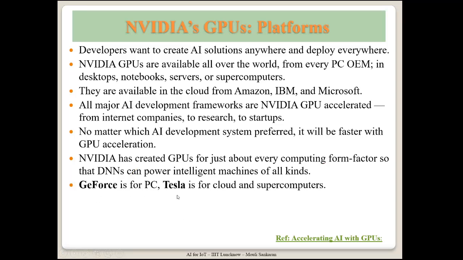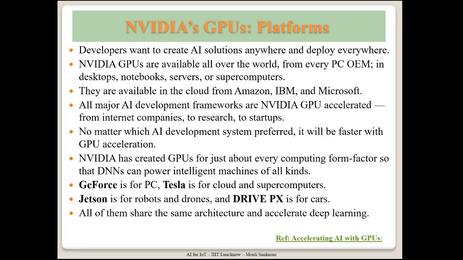GeForce is for PCs. These are all brand names from NVIDIA. Tesla is for supercomputers and cloud. Jetson Nano, which I will show you, is meant for robots and drones. Drive PX is another chip platform, which is for cars. So they are all from NVIDIA. They all follow the same AI architecture, a modified GPU, but for different purposes. That's what I'm trying to tell you.